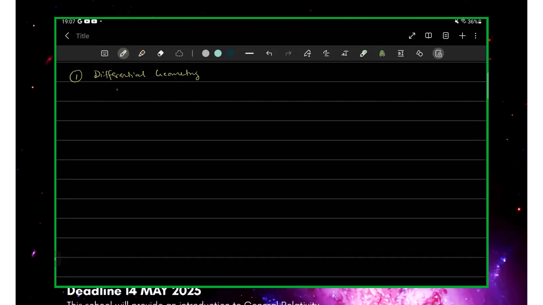So for the part where I'm going to talk about differential geometry, we're going to talk about coordinates and how we define them on a general manifold. And then we're going to look into vectors and how we define vectors in a general manifold. And then finally, we're going to move on to defining tensors on a general manifold.